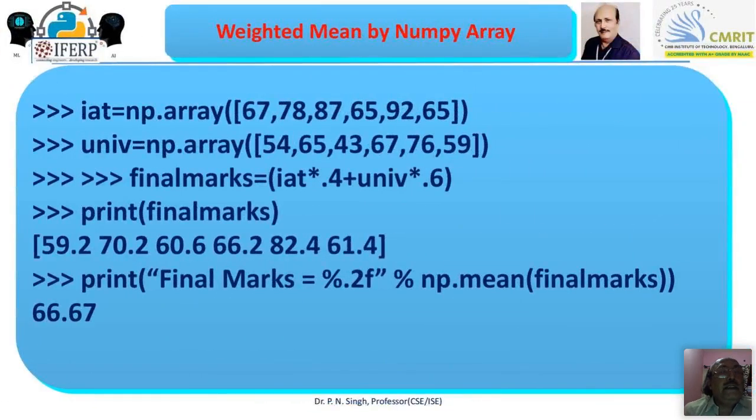Yeah. So the internal marks, the university marks, the final marks, how to compute, it is given here and printing that IAT multiplied by 4 plus university marks, and then the final marks also has the list directly computed. And then you can compute the mean of the final marks. I'm not writing np everywhere, import NumPy as np. So np has this feature of NumPy. By that we can compute this weighted mean.